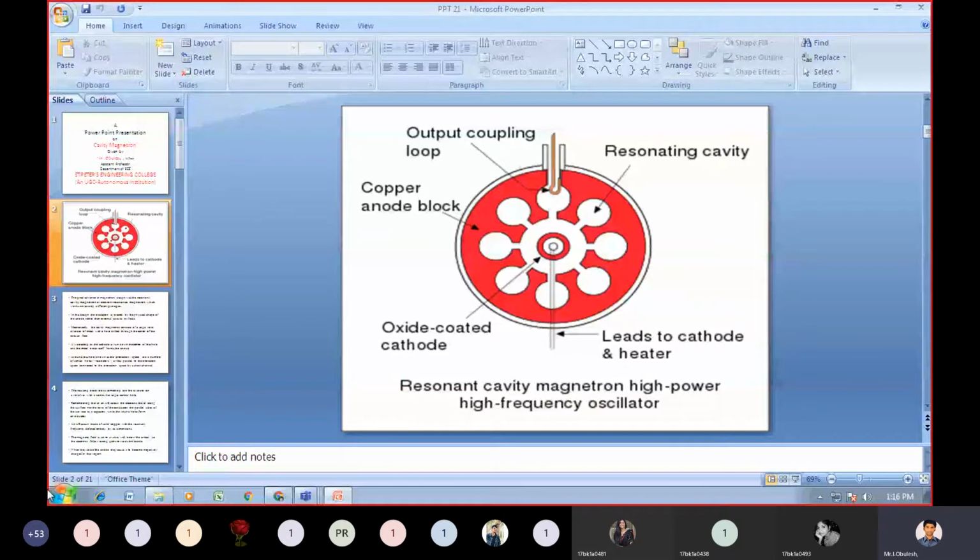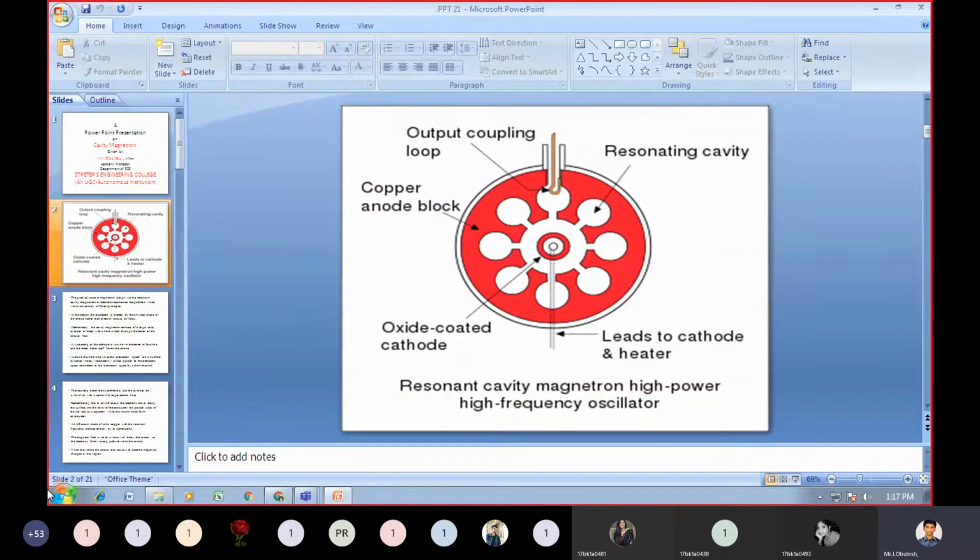Mechanically, the cavity magnetron consists of a large solid cylinder of metal with a hole drilled through the center of the circular face. You just need to see the diagram.